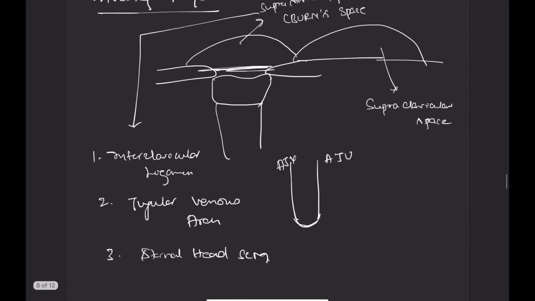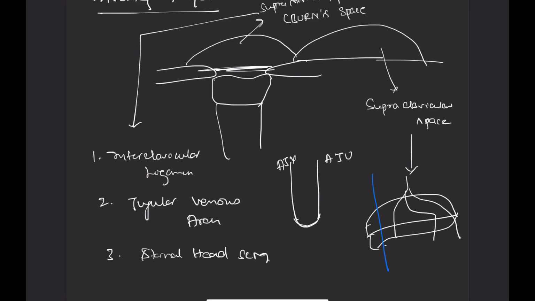And now coming to the supraclavicular space. It contains a vein and a nerve divided into three parts. The vein is the external jugular vein, and the nerve is the supraclavicular nerve, which has the medial part, the intermediate part, and the lateral part.